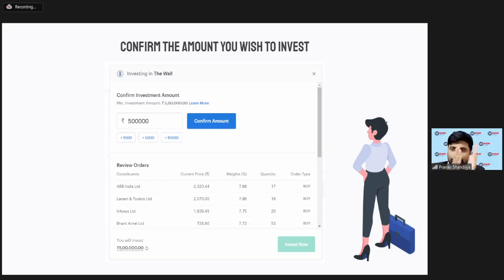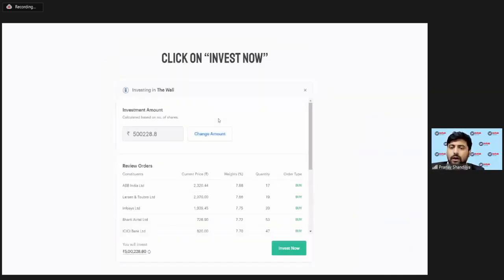You cannot select anything less than 5 lakhs. You can select 5 lakhs or anything more than 5 lakhs as the amount. Once that is done, you can click on confirm amount, and then you can scroll down and click on the invest now button. Before you do that, you can see the list of stocks, their current market price, and the quantity that will be purchased.